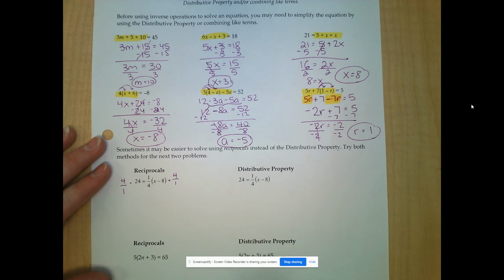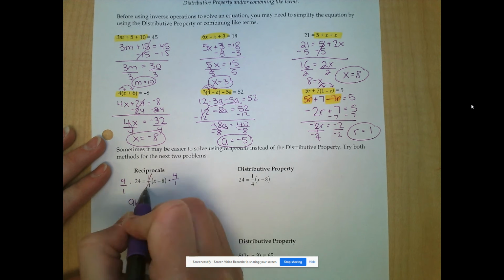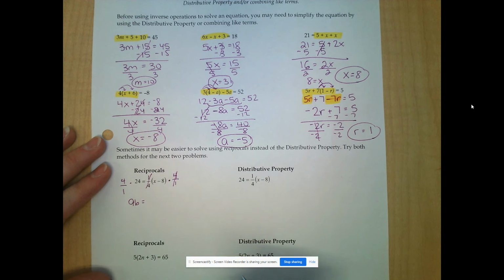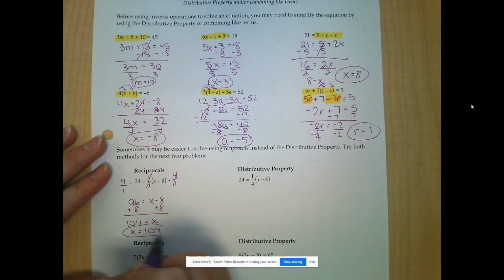So the 4 times 24 is going to be 96. And then, because the 1 over 4 and the 4 over 1 cancel, I only have the x minus 8 left. Now I can add 8 to both sides and be done relatively quickly, remembering to rewrite it with the x on the left.